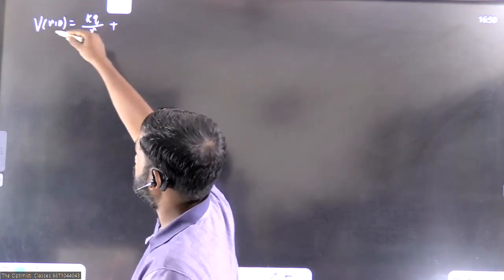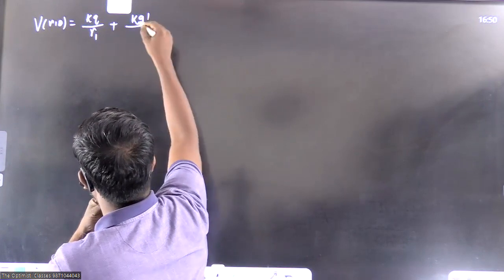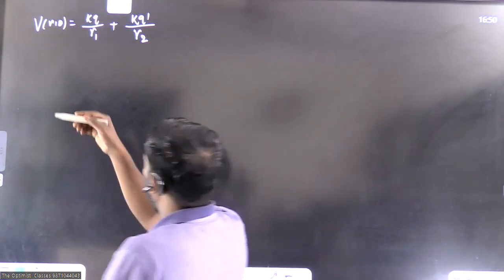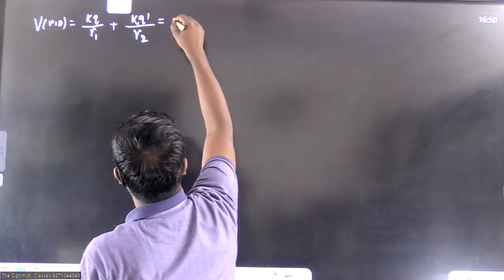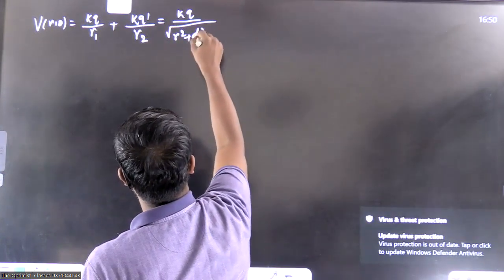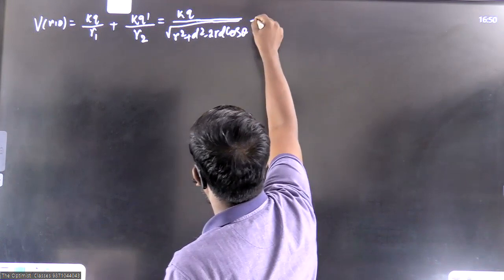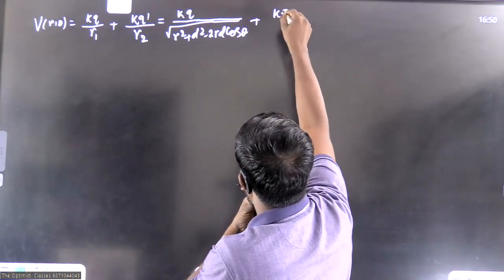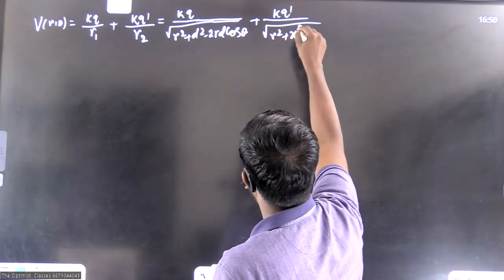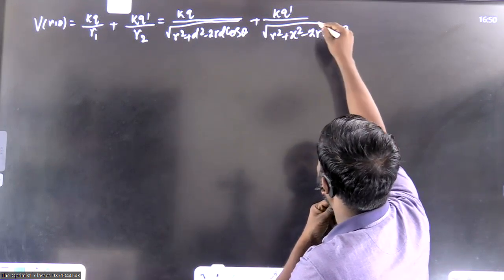The distance of the given point (r, theta) from q is r1, so the potential is kq by r1. Now the potential due to q prime is kq prime by r2. That is the potential. So let's put the values of r1 and r2 here. r1 is equal to root under r square plus d square minus 2 r d cos theta. That is the value of r1, plus q prime. R2 was equal to r square plus x square minus 2 r x cos theta. That's what I think it was.